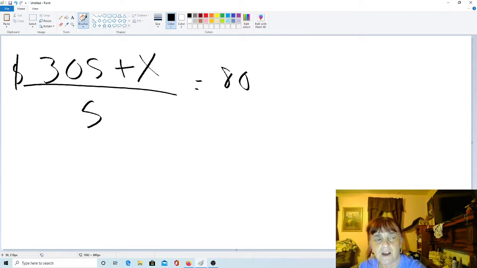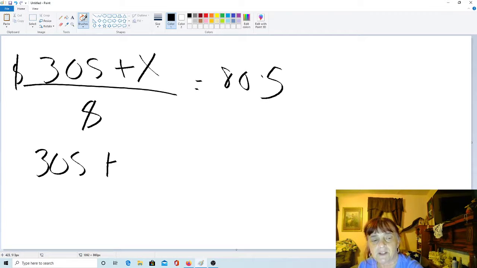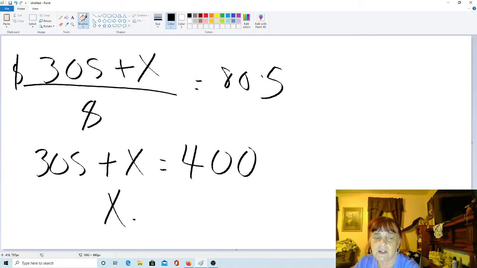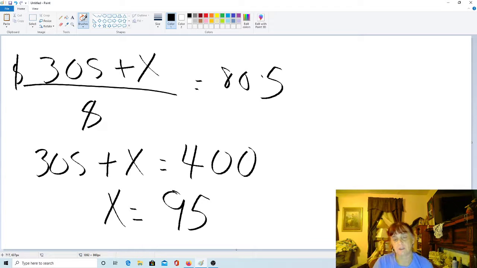Multiply this side by 5, the 5's cancel, multiply the other side by 5. So 305 plus x is 80 times 5, is 400. So x is 400 minus 305. And so the grade on test 5 has to be a 95 or higher to get a B. So unless this person's a real good student in this class, they probably aren't going to get a B.